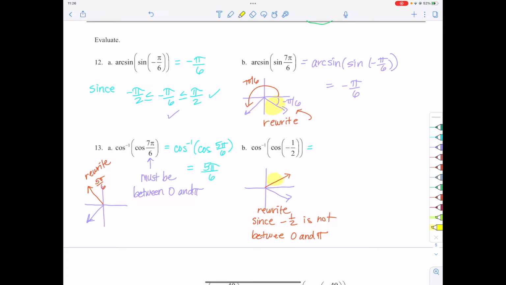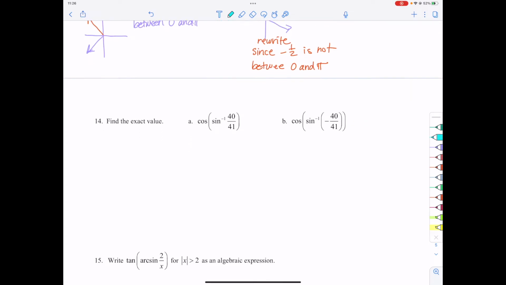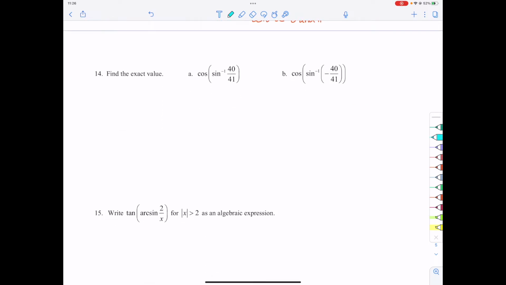So now we will have this right here. And so we can say that this is equal to the cosine inverse of the cosine of 1/2. And that's equal to 1/2. Okay, let's keep going. We're going to find the exact value in number 14 in both of these problems.